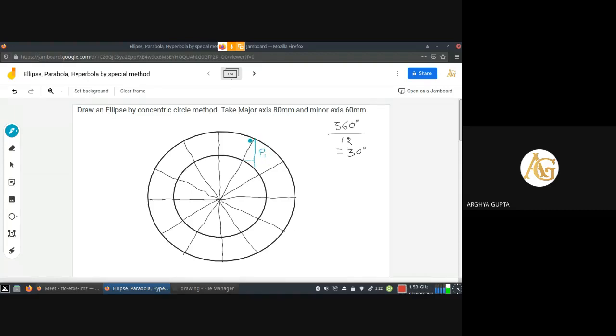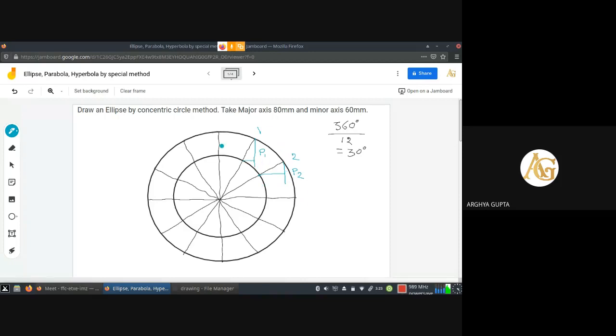So P1, I repeat again. From the first inclined line, this inclined line cuts the bigger circle here. From that point, we draw a vertical line, and that line cuts the smaller circle here. From that point, I draw a horizontal line, and both the horizontal and vertical lines meet at point P1. I repeat the process for the next point, let us say this point is 2. Vertical line, I don't know the length, and from that point, I draw the horizontal line. Another point is obtained, let us say P2.